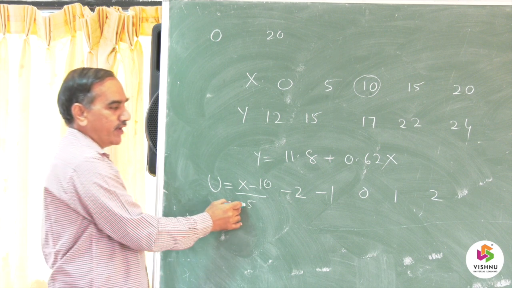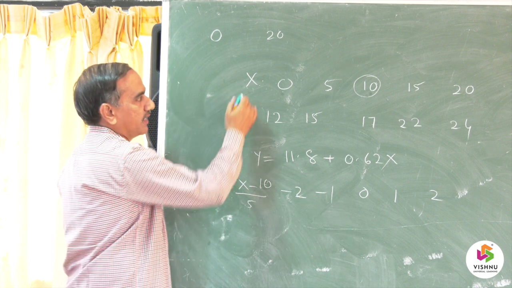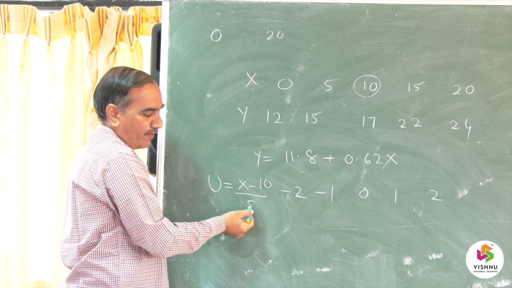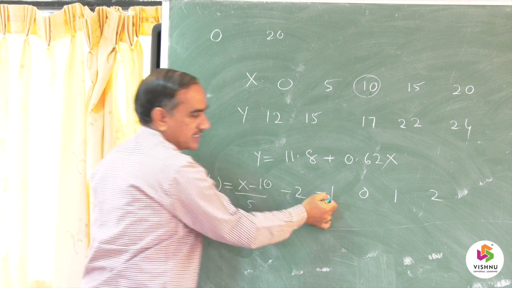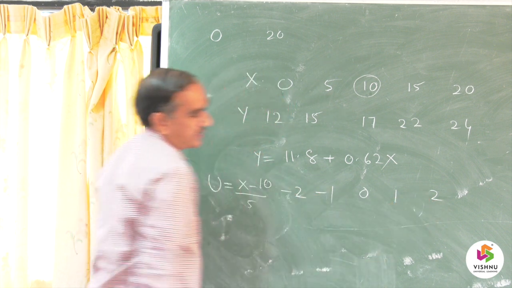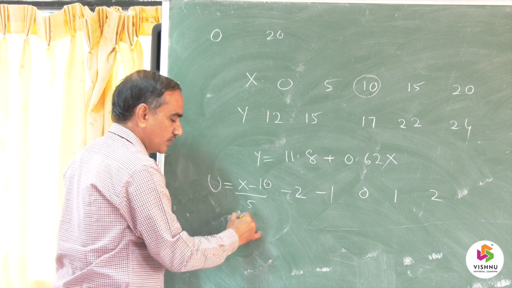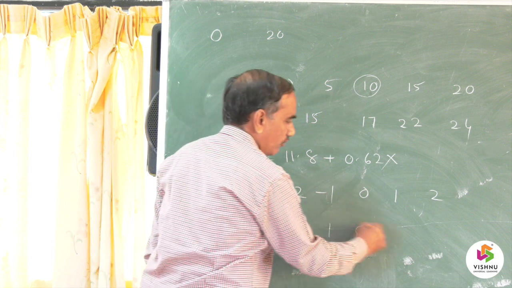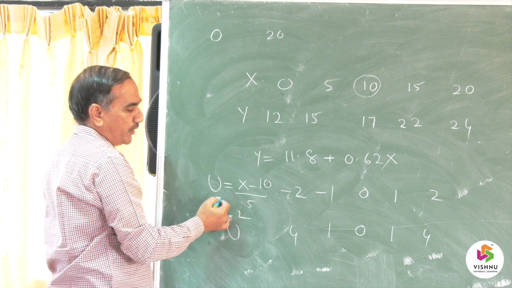So by dividing, we can get smaller values than the x values. In general, x will have more magnitude. By subtracting and further dividing them, we can reduce more. Minus 2, minus 1, 0, 1, 2. These are the reduced values. Now we require x square values, so therefore u square values. U square: 4, 1, 0, 1, 4. And x into y, now u into y.